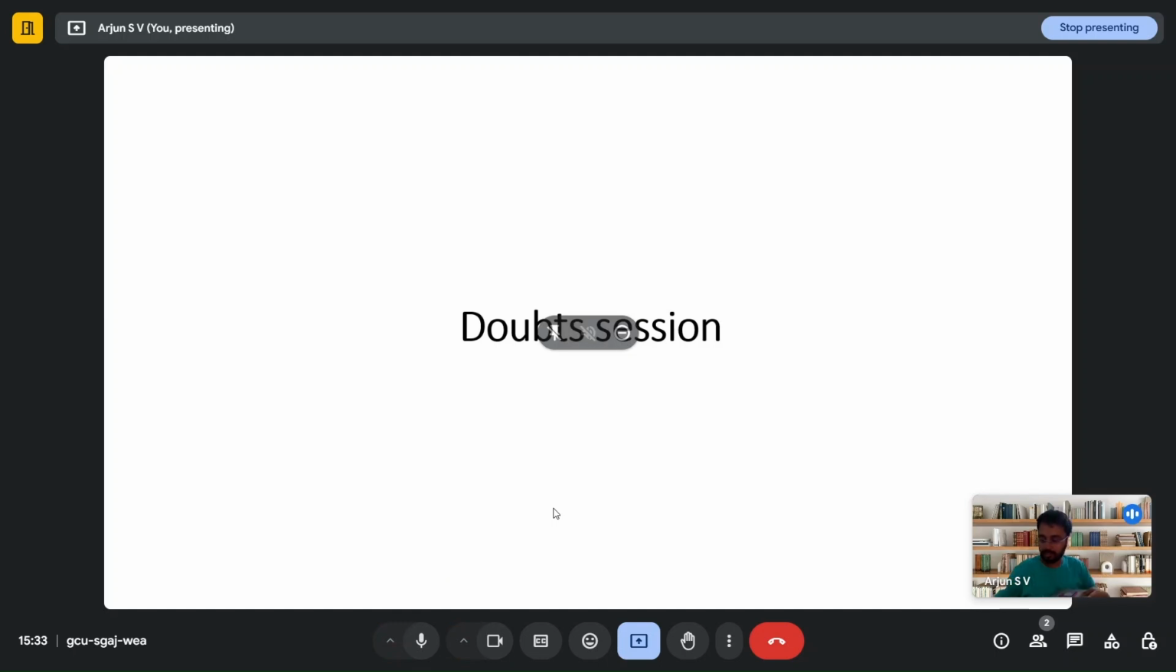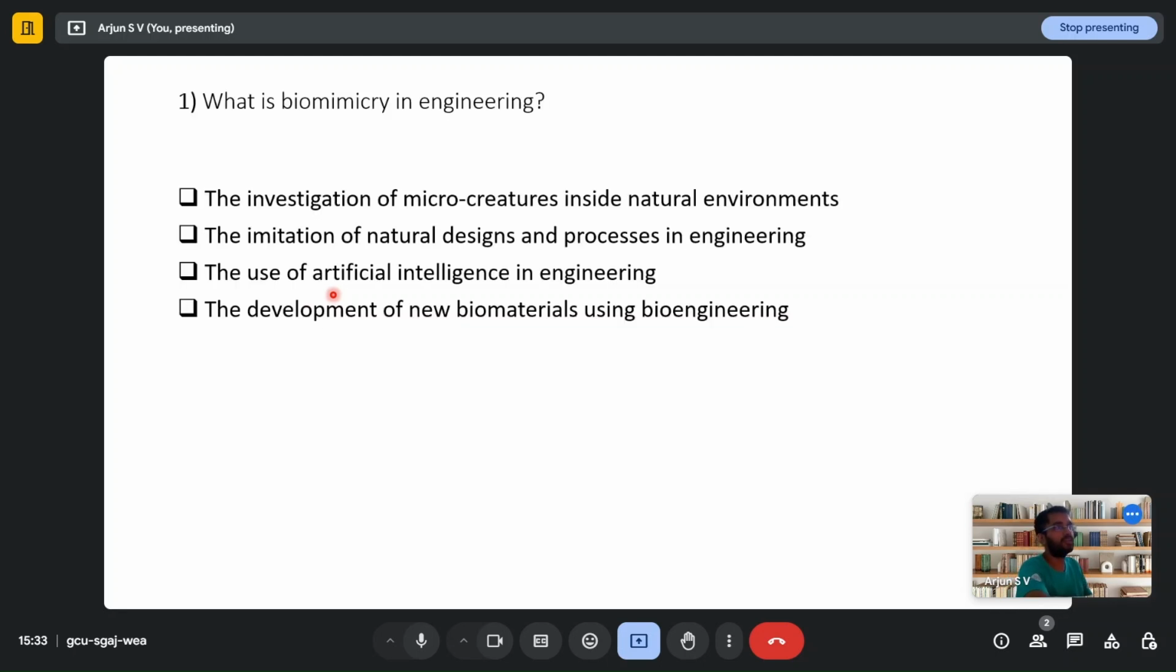Okay, if there are no doubts, we'll get started with the problem sessions. So before starting, the problem statements I have designed to have some theoretical problems as well as some mathematical problems which you have to calculate. So you can solve them one by one. Some of these questions are very basic questions. So I'll just give you some time to go over the questions.